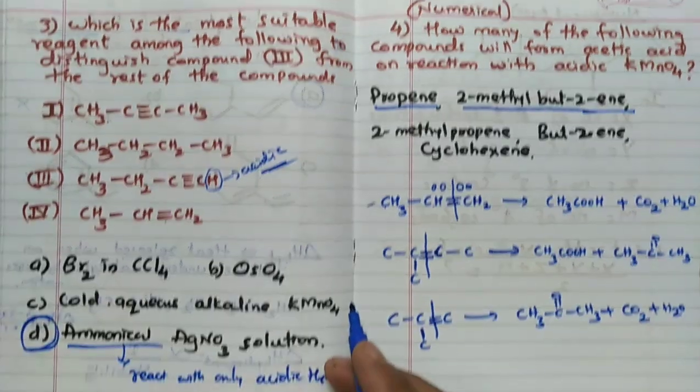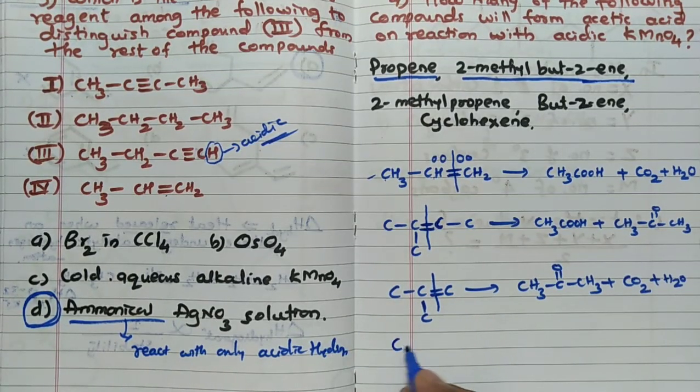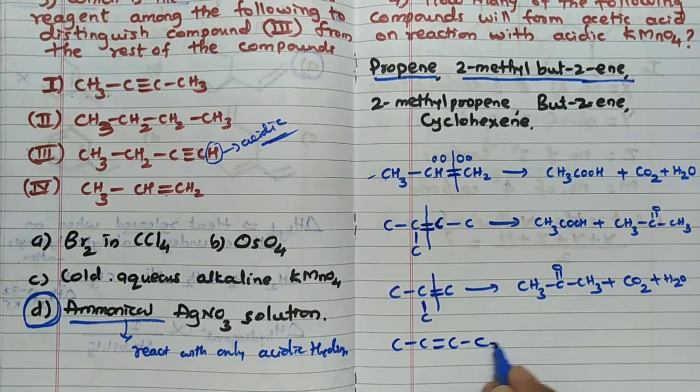Then but-2-ene we will take. But-2-ene if I take, so C double bond C. See, here it is not possible. H3 I will write.